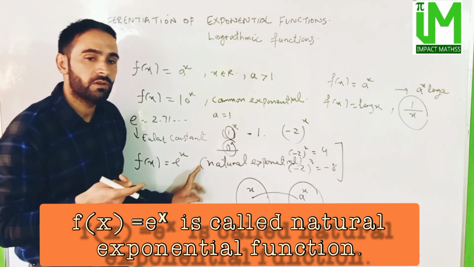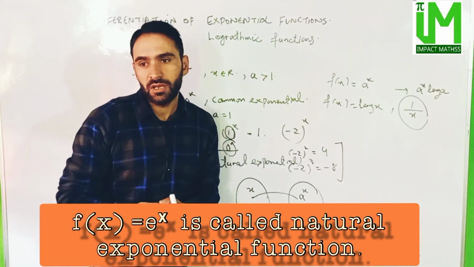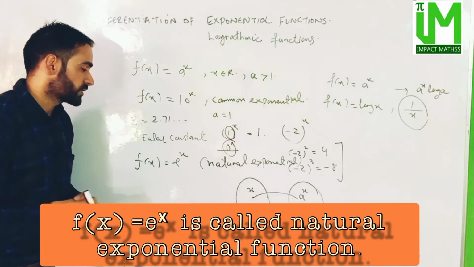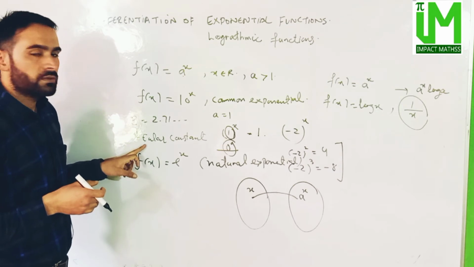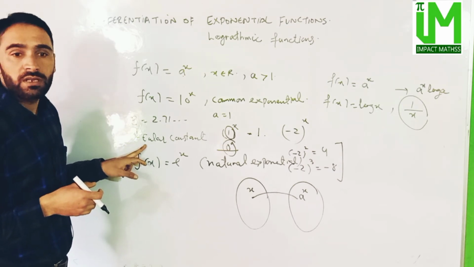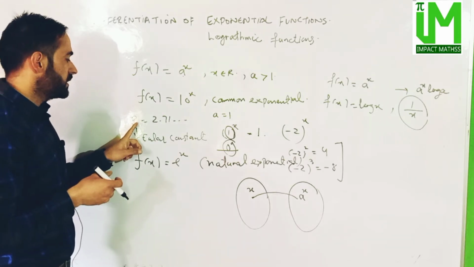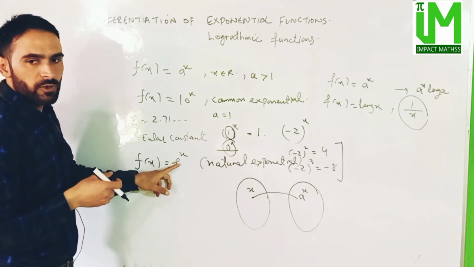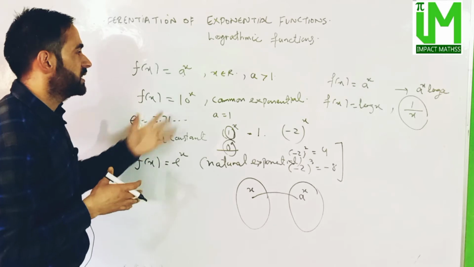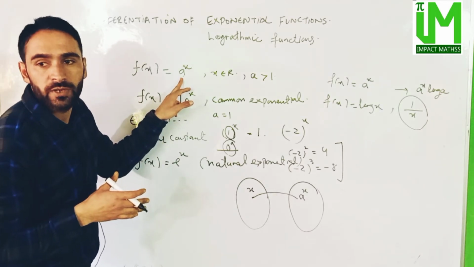In that case it is called a natural exponential function, ठीक है, natural exponential function. So natural exponential function is where we take the Euler constant as the base, ठीक है. अब f of x is equal to e raised to power x, यहाँ पर base e है.